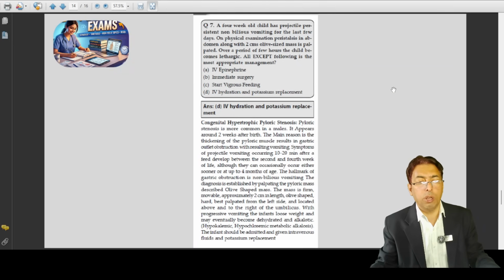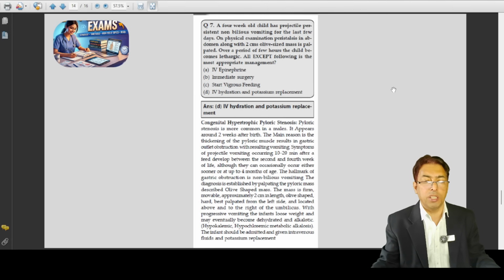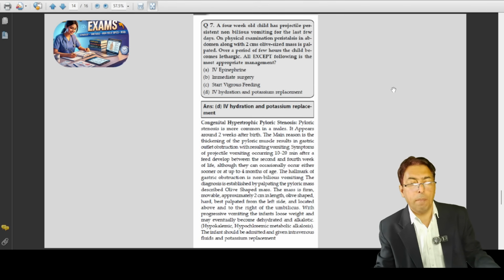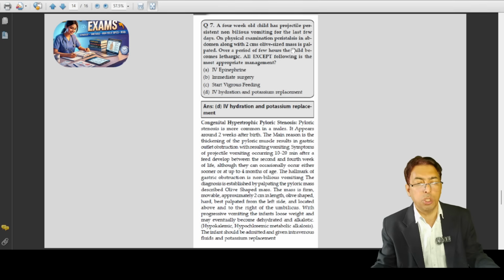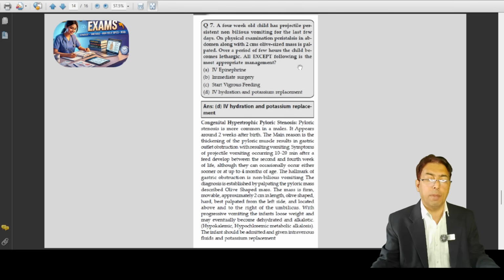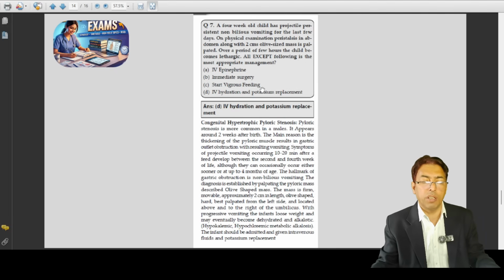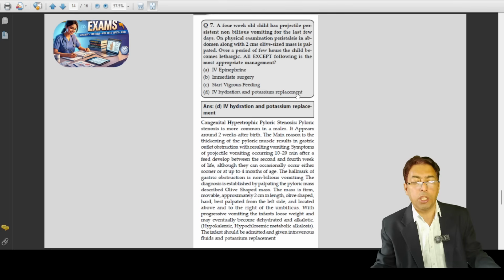Now, a clinical scenario: a 4-week-old child has projectile non-bilious vomiting for the last few days, and there is peristalsis in the abdomen noted along with an olive-sized mass, which is palpable. By now, you should know what the clinical condition is. An olive-sized mass in a 4-week-old child with non-bilious vomiting is usually a result of congenital hypertrophic pyloric stenosis. And what would you treat him immediately with? IV epinephrine, surgery immediately, vigorous feeding, or IV hydration and potassium replacement.